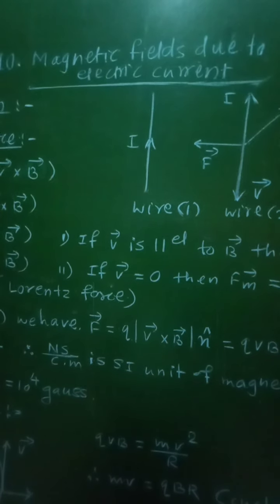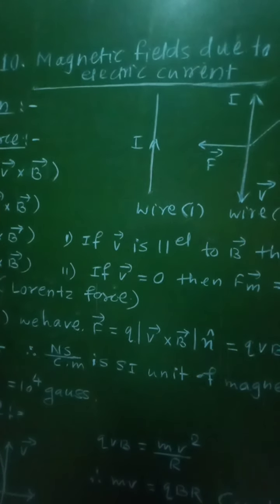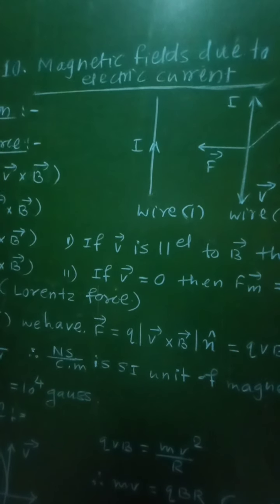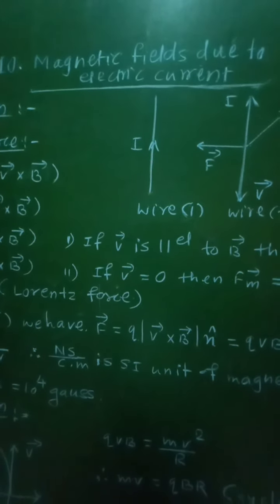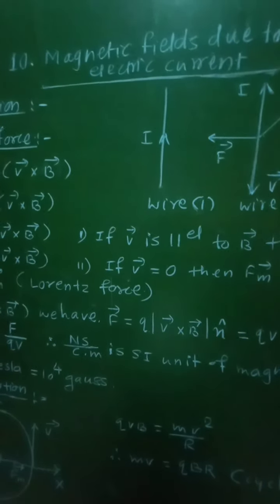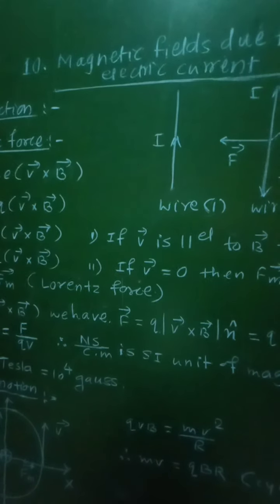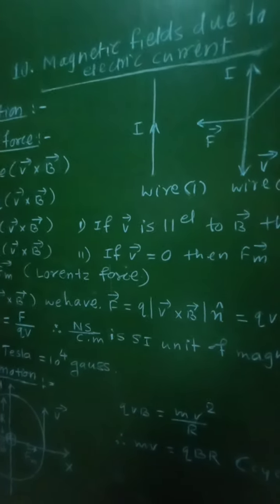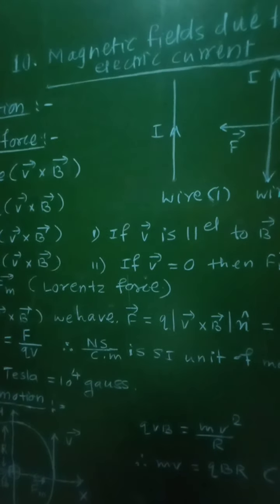The magnetic force may change the direction of motion of the charged particle, but it will not affect the speed, that is, the magnitude of the velocity of that charge. So the direction of motion, the direction of velocity, will get changed, but the magnitude of velocity will not get changed.